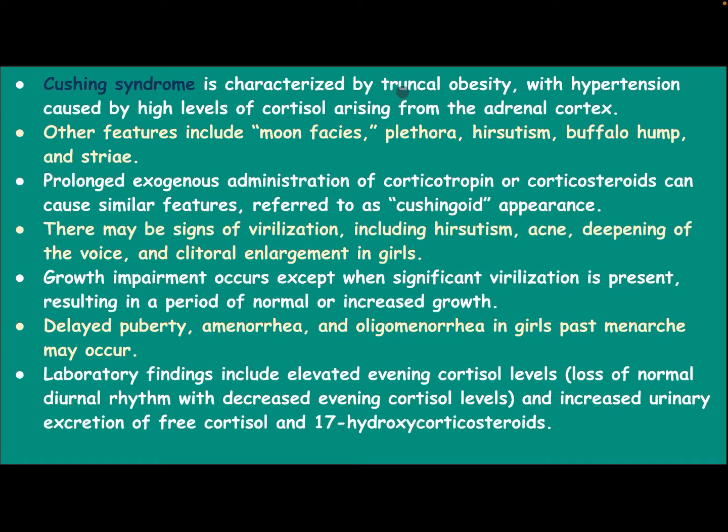Cushing syndrome is characterized by truncal obesity with hypertension caused by high levels of cortisol arising from the adrenal cortex. Other features include moon face, plethora, hirsutism, buffalo hump, striae. Prolonged exogenous administration of corticotropin or corticosteroid can cause similar features referred to as Cushingoid appearance.